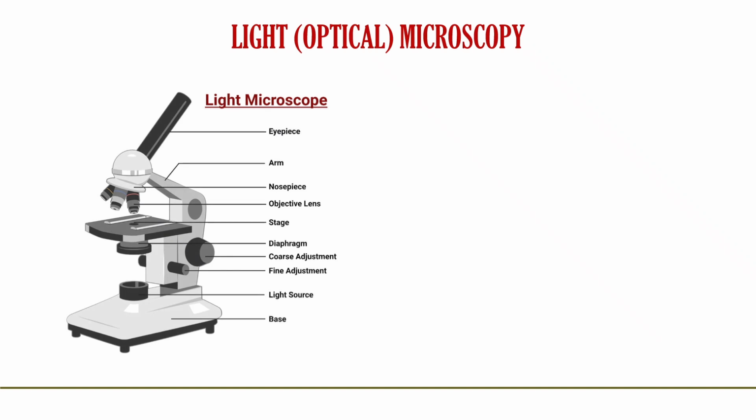Depending on the number of lenses, there are two types of microscopes. Simple light microscope: it has low magnification because it uses a single lens. And the compound light microscope: it has a higher magnification compared to the simple microscope because it uses at least two sets of lenses, an objective lens and an eyepiece. The lenses are aligned so that they can bend light for efficient magnification of the image.